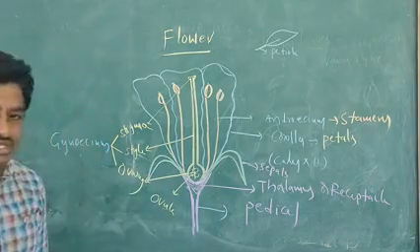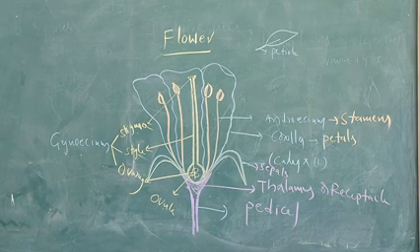That's it. These are the parts of the flower, and the remaining points you can see in the next class.